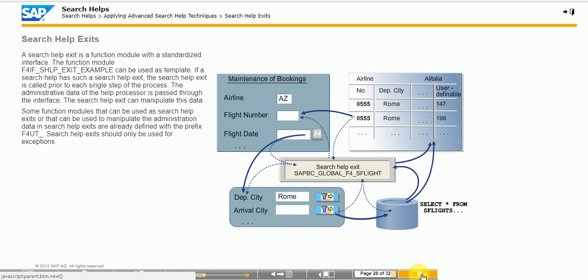The administration data also includes the information about the next step to be executed. The Search Help exit can now execute either preparatory actions for this step or the step itself, for example, a data selection that cannot be implemented with a select on a table or view. In the second case, the Search Help exit also changes the information about the next step to be executed. Using Search Help exits encourages non-standard solutions and makes it more difficult to maintain the input help.